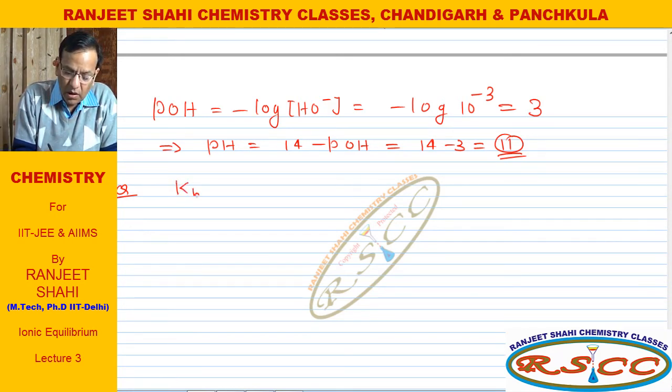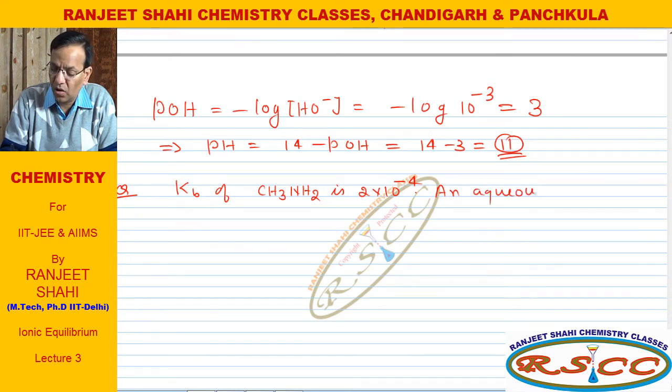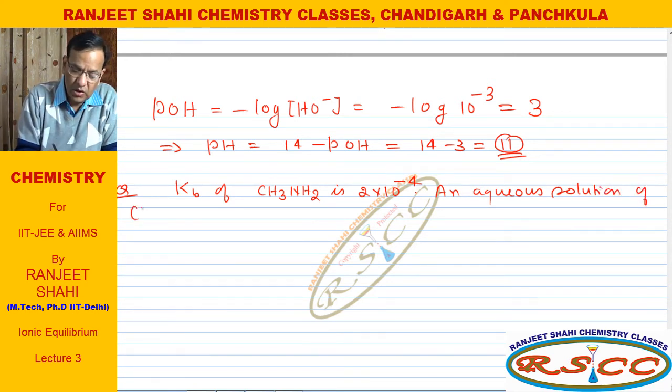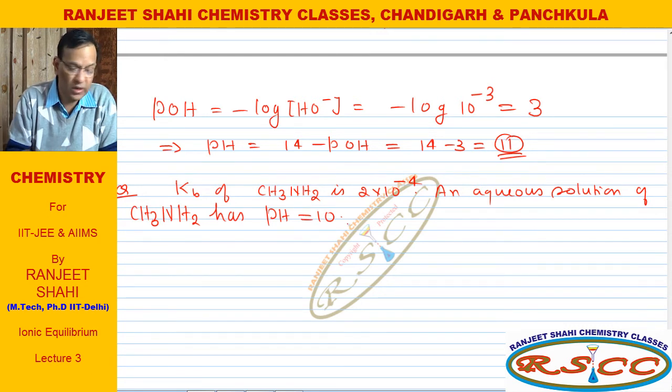Given Kb of CH3NH2, which is a weak base methenamine, is 2 into 10 raised to the power minus 4. Also given an aqueous solution of CH3NH2 has pH equal to 10.